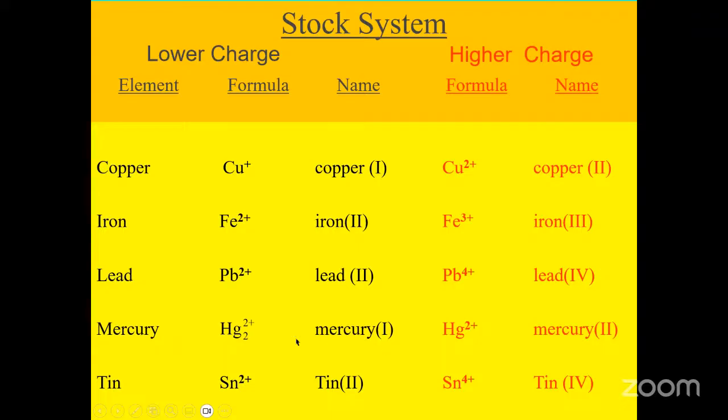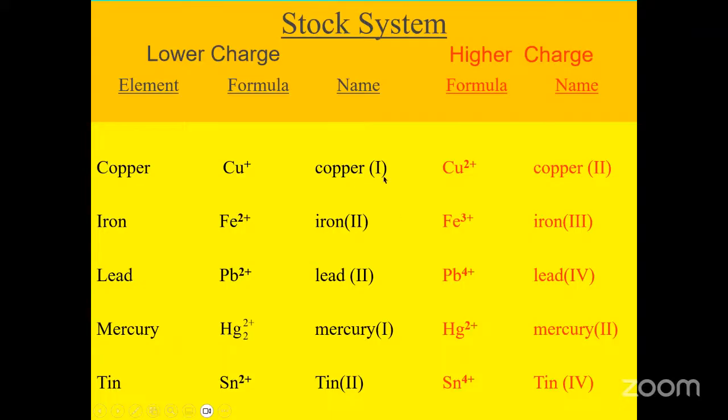Now, this one is a bit different, right? Mercury with a +1 charge. You might be wondering, okay, it has a +2 charge, but there are two of them, right? It turns out that the actual structure of this ion is made up of two mercury atoms, and that unit carries a +2 charge. So basically, it's tantamount to mercury(I). That's the name of that particular ion, while mercury(II) is simply Hg with a +2 charge. So basically, that's the stock system.